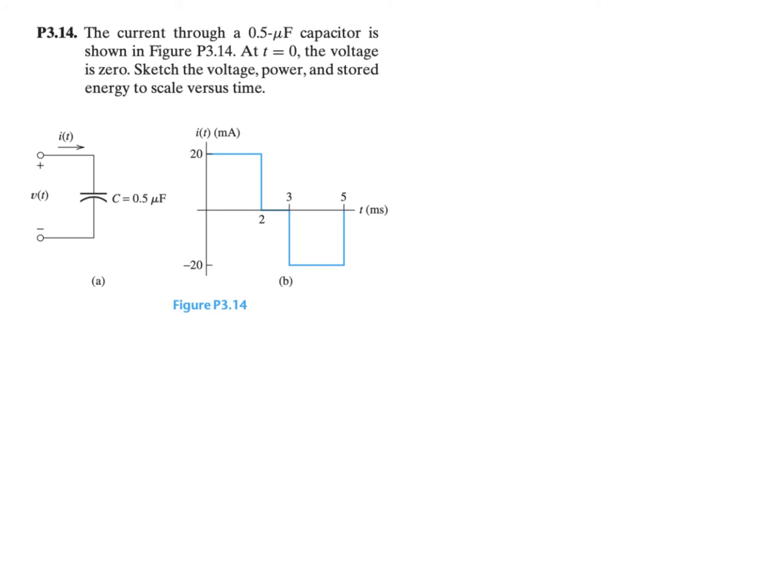Question P3.14. The current through a 0.5 microfarads capacitor is shown in P3.14. At time equal to 0, the voltage is 0. So originally there is no voltage, V0 is equal to 0. Then we are asked to sketch voltage, power, and stored energy to scale versus time. We mainly have 3 stages here. So let's sketch the voltage first.